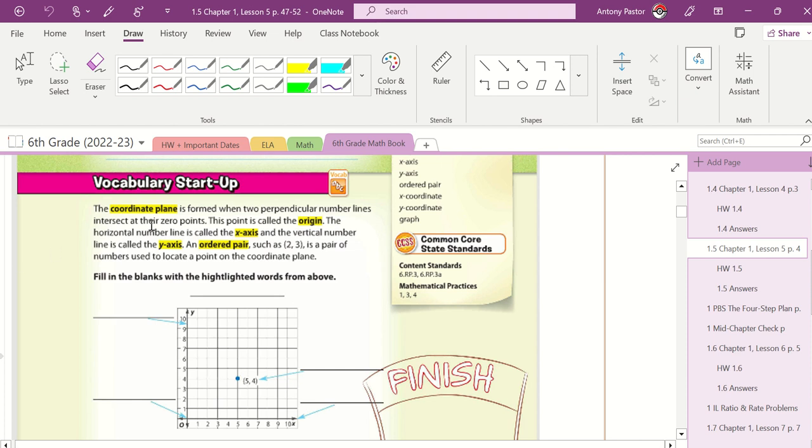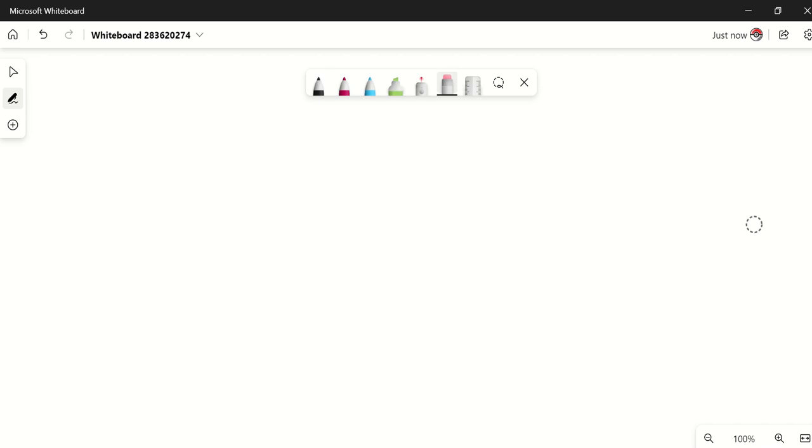The horizontal line is called the x-axis. The horizontal meaning left and right. The vertical one, which means up and down, is the y-axis. An ordered pair such as 2, 3 is a pair of numbers used to locate a point on the coordinate plane. Notice that your ordered pair will always be in parentheses.